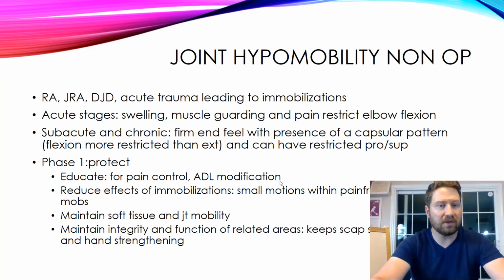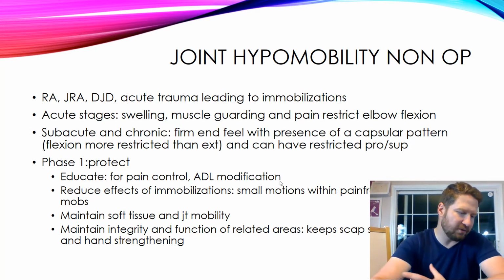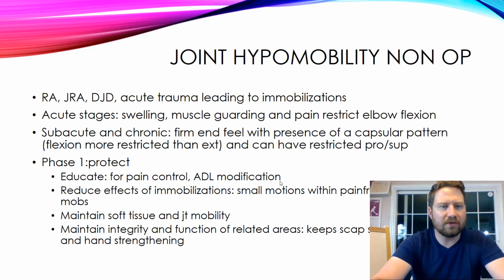Okay. So what's our approach to joint hypomobility? The first phase is going to protect. So educate for pain control, ADL modifications, reduce the effects of mobilizations with small motions within the pain-free range, grade 1 or 2 mobilizations. Soft tissue and joint mobility, that's going to be our main focus. Okay? And then maintain the integrity and function of related areas.